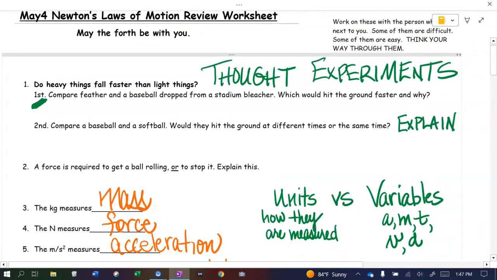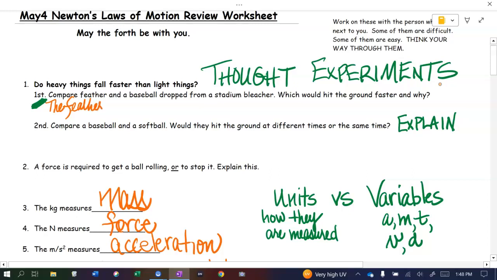And you were doing a thought experiment by standing at the back of some bleachers, football bleachers, and dropping things so that they fell quite a distance. And we were comparing a feather and a baseball, which would hit the ground faster and why. Well, in your thought experiment, I suspect the feather moved back and forth in the air.